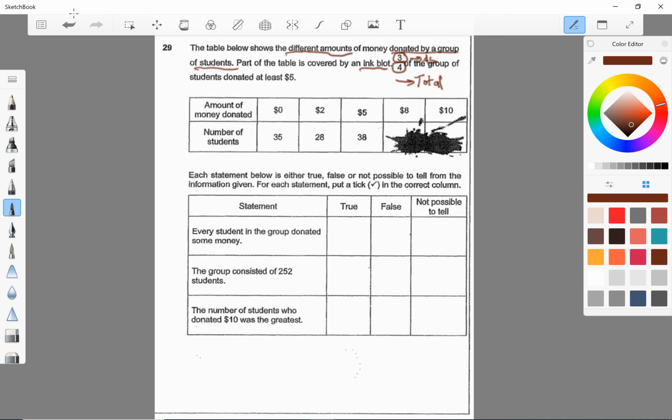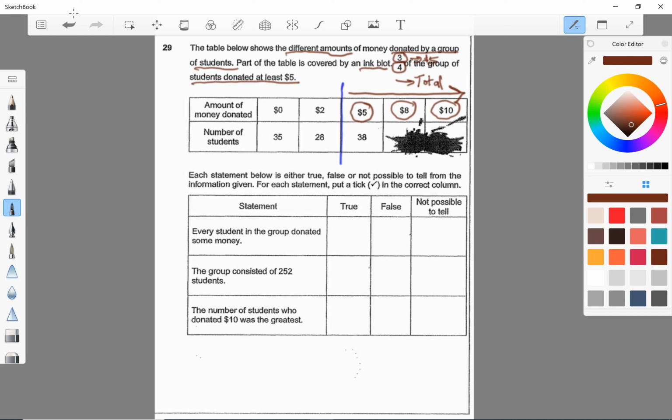So what does it mean by at least $5? Normally how I will explain this to my students, for at least $5, it will mean $5 and above, which is why I'm drawing a line over here in blue. And if it's at least $5, it must be related to $5, $8, and $10. So I like to circle it for everyone to see. So $5, $8, and $10.